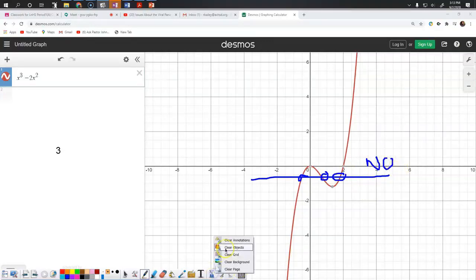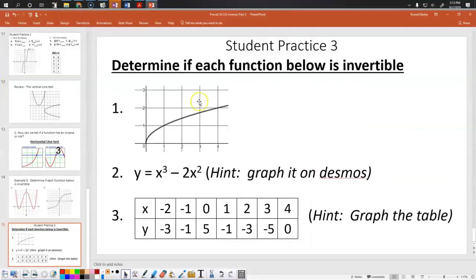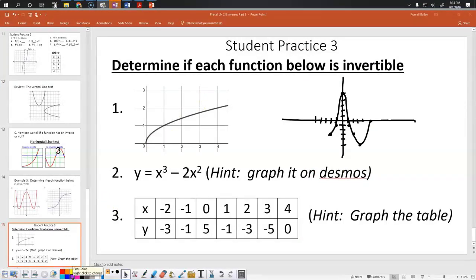All right. As for the last one, we just need to graph the points in the table, and we can kind of tell if that one is a function or not. Okay, and as you guys can see here, that's the graph of those points, and I just connected the dots. And as you can see, that would not pass the horizontal line test, and so that there is another no. So these two were no's, and this one was a yes.